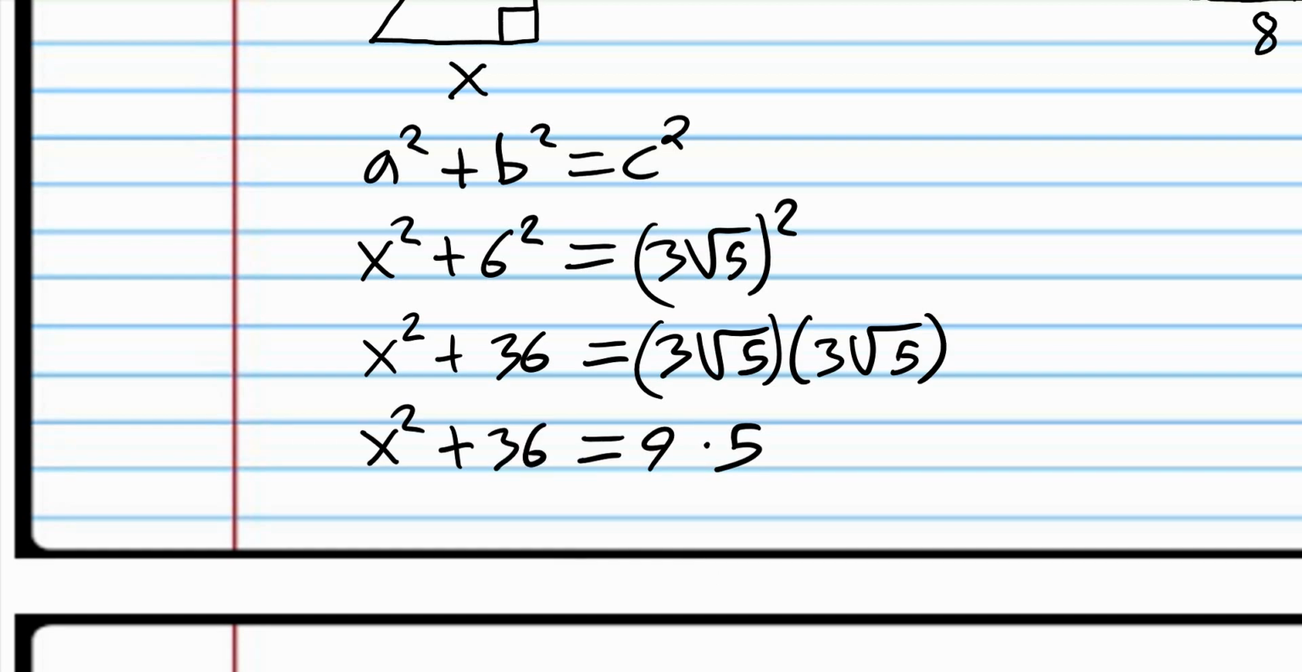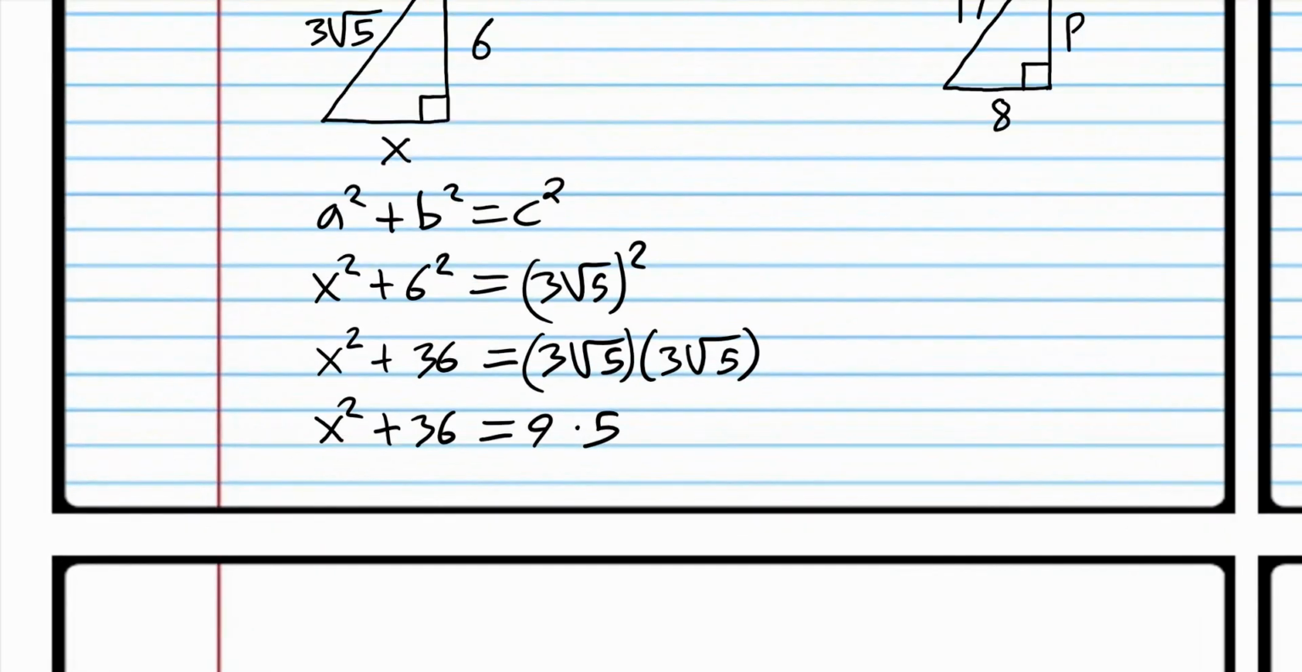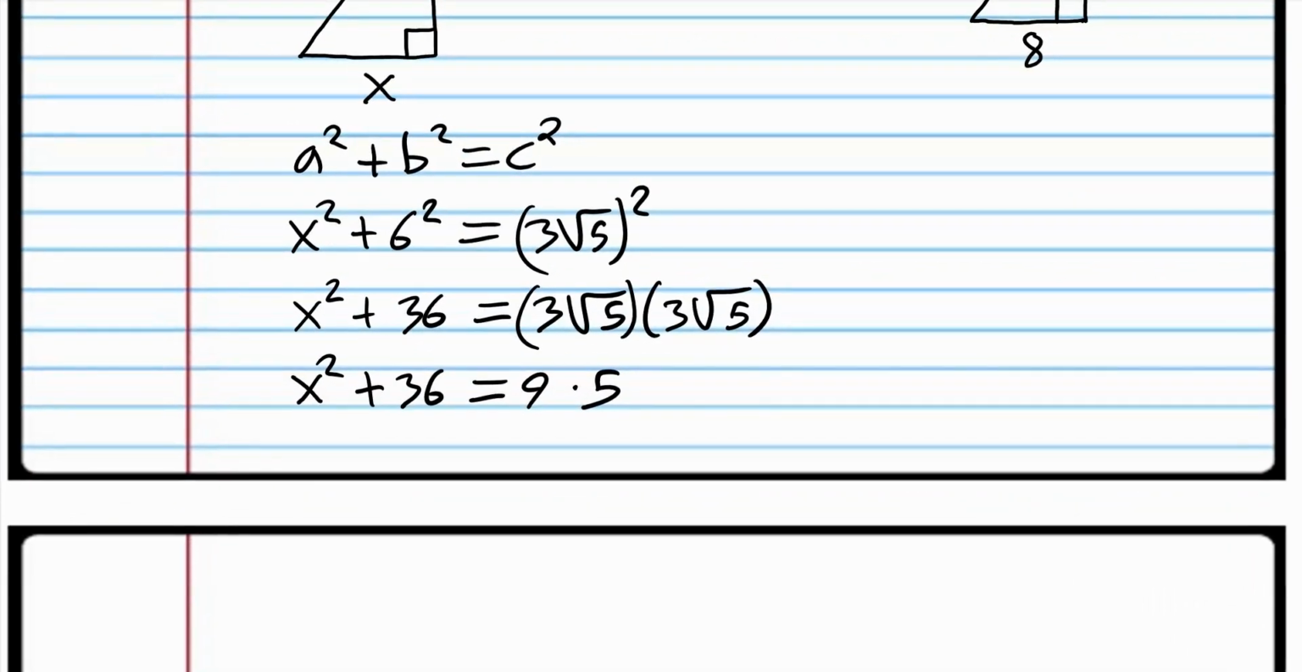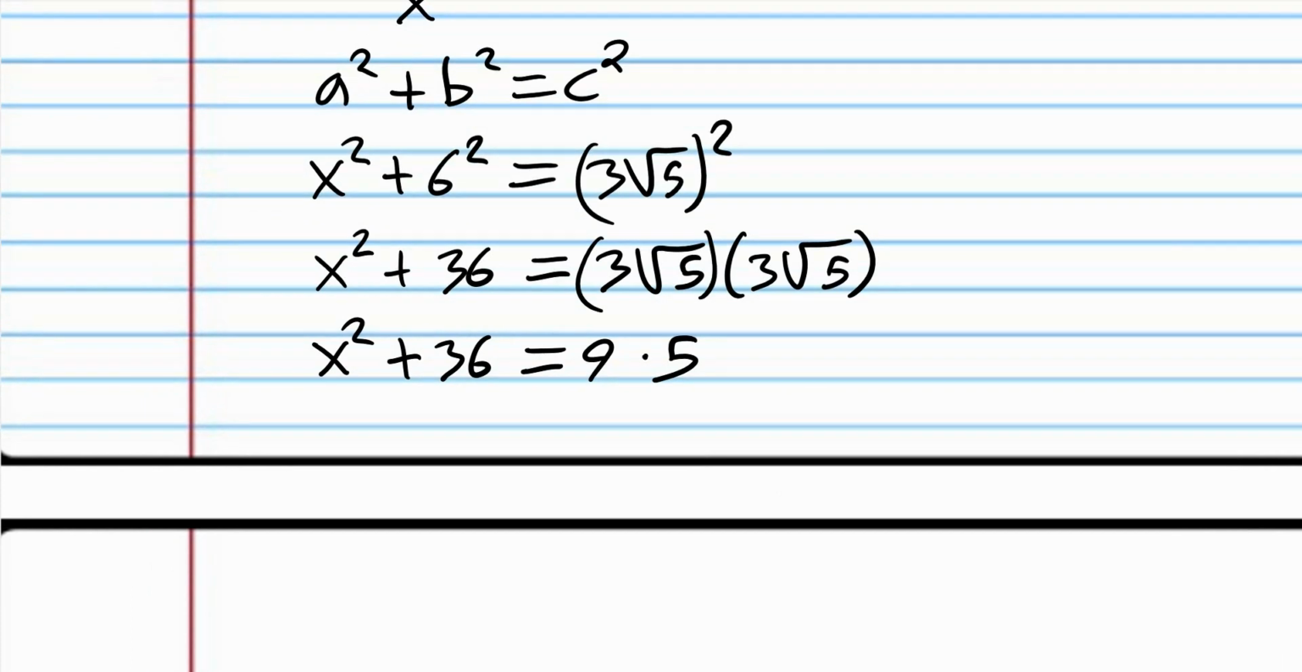Because again, this is all stuff we went over in my beginning algebra course. We don't really have time to go over all this now. So at this point, we go ahead and multiply. 9 times 5 is 45. So we have x squared plus 36 is equal to 45.